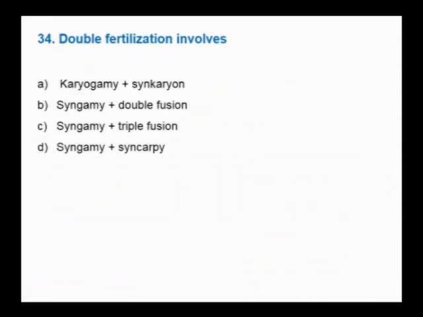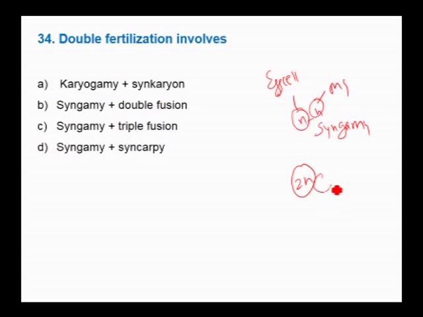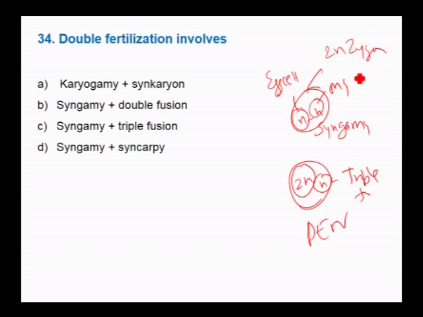Next question. Double fertilization involves, as I have explained, first, the egg cell with one male gamete, called syngamy. This is the egg cell, this is the male gamete. Another one, a diploid secondary nucleus and a male gamete, is called triple fusion, to form a triploid primary endosperm nucleus, while the other forms a diploid zygote. This is called generative fertilization. This is called vegetative. PEN develops into endosperm, zygote develops into the future embryo.